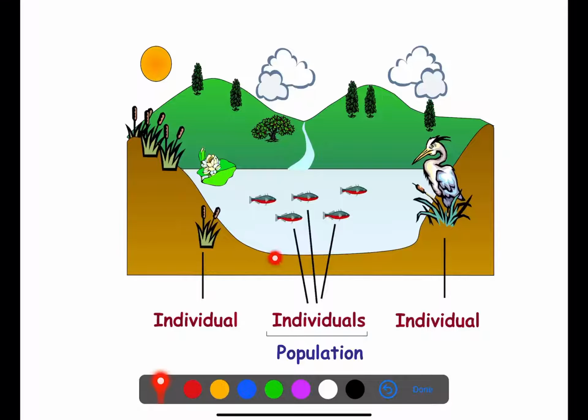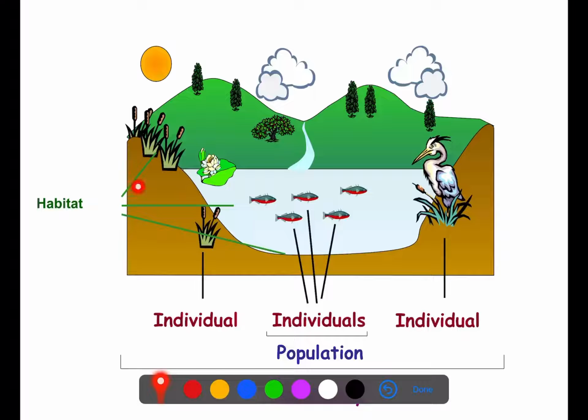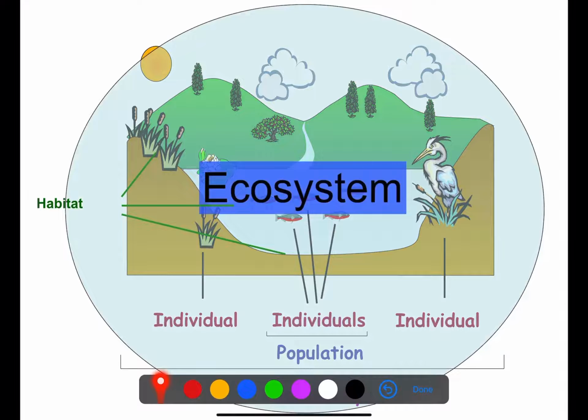If we have multiple of the same individual, same species, then we have a population. And if we put the population together with the other populations, then we have a community. So a community is all the different individuals that live in the same place. Habitat is the different places where the individuals live. And then overall, taking the community and the habitat, we have an ecosystem.